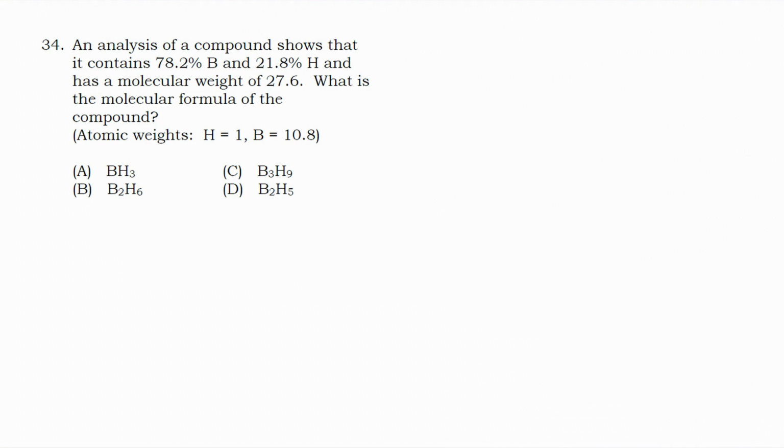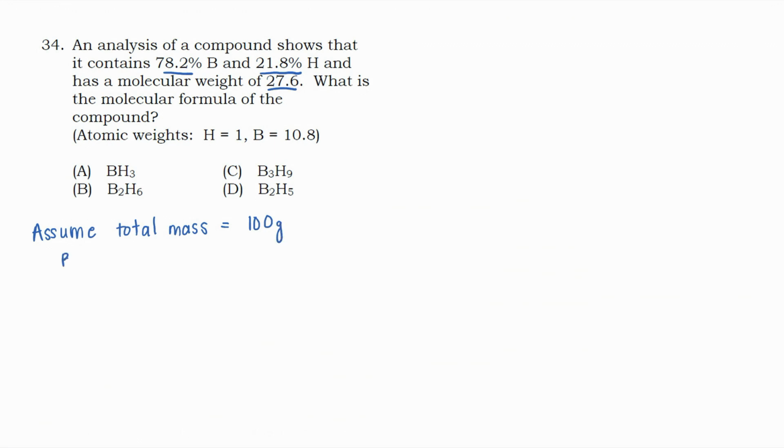Number 34, an analysis of a compound shows that it contains 78.2% B and 21.8% H and has a molecular weight of 27.6. What is the molecular formula of the compound? And then yung atomic weights, H is equal to 1 and B is equal to 10.8. So for this one, since naka-percentage yung amount ng element B and H, i-assume muna natin na yung total mass is equal to 100 grams. Para madali lang natin mako-compute.